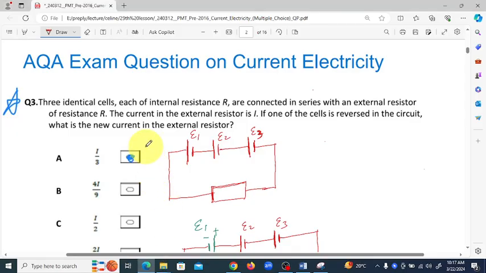Hello dear students, another AQ exam question on electric current. Here we have three identical cells, each of internal resistance R, connected in series with an external resistor R. If one of the cells is reversed in the circuit, what is the new current in the external circuit?